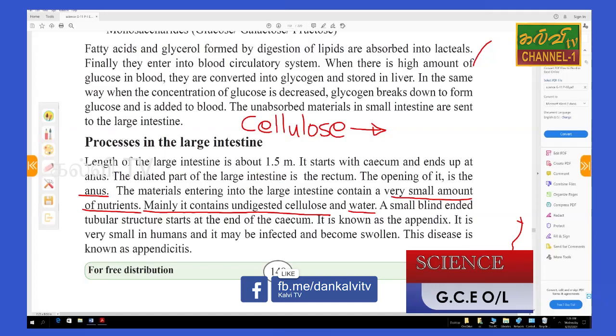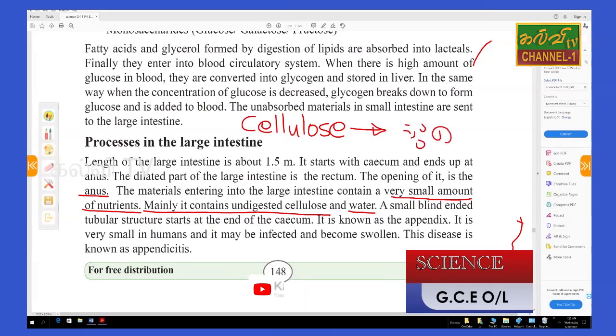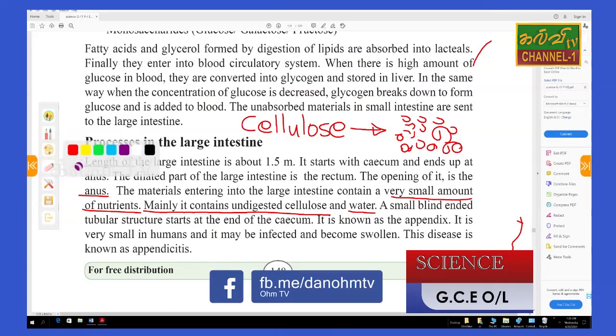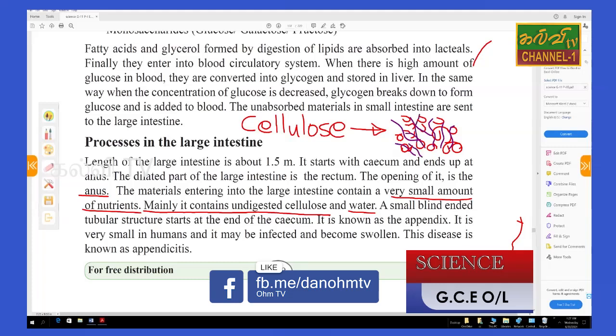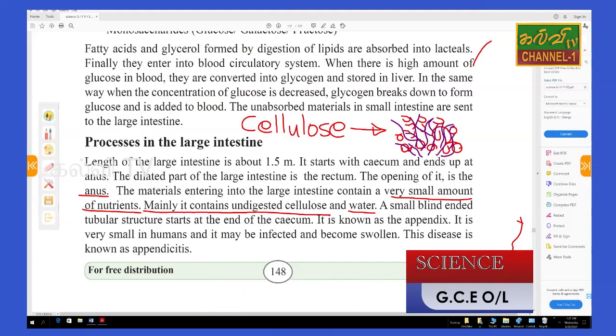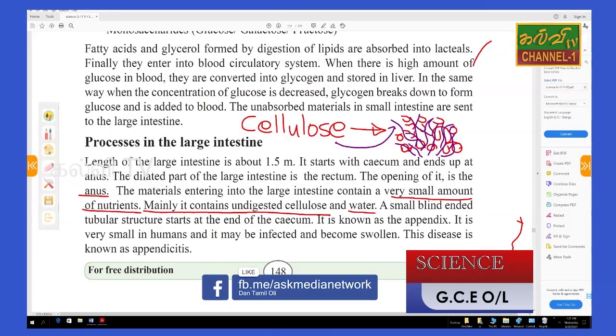Therefore, the remaining part of the food materials, the undigested materials, are there. Among them, we find cellulose particles. If there are any cellulose particles, this is cellulose. Cellulose particles help to remove the materials from the digestive system.